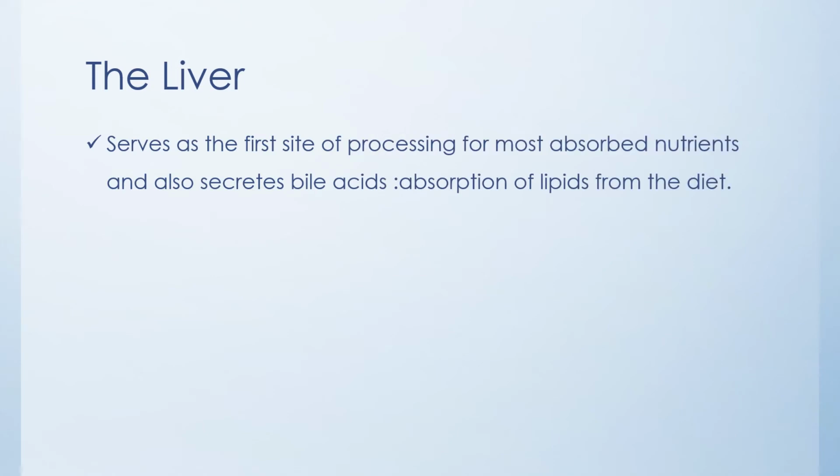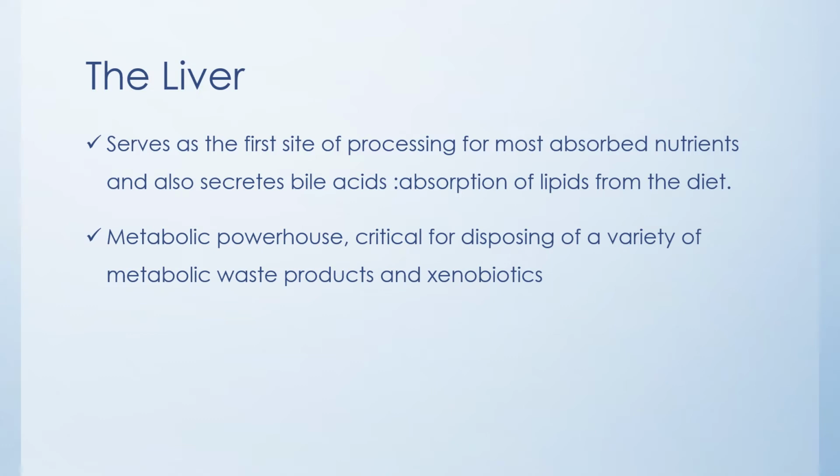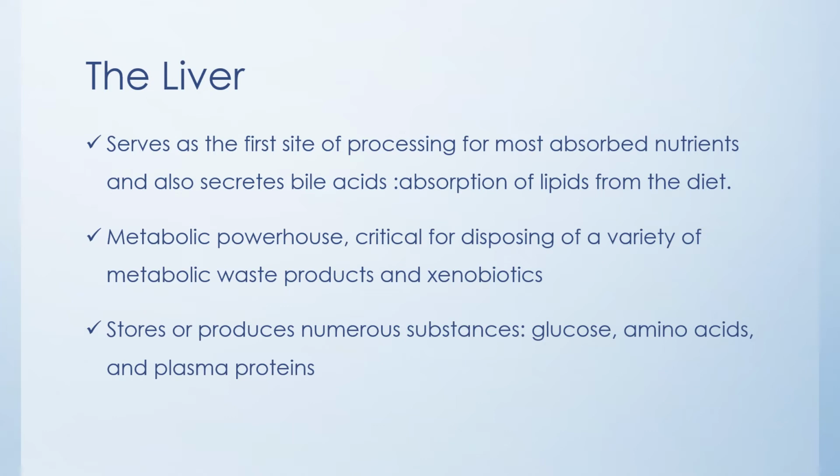So the liver serves as the first site of processing for most absorbed nutrients and also secretes bile acids, which will be used for the absorption of lipids from the diet. The liver is also a metabolic powerhouse, for it is critical for disposing of a variety of metabolic waste products and xenobiotics. And the liver stores and produces numerous substances like glucose, amino acids, and plasma proteins.